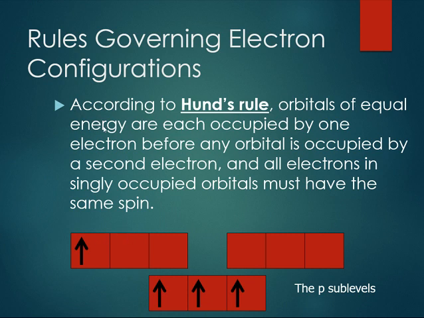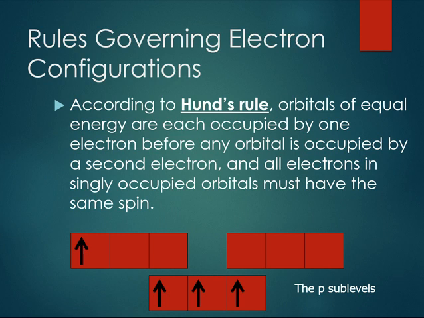According to Hund's rule, orbitals of equal energy, okay, 3 orbitals here, they're all the same energy, they're all p orbitals, are each occupied by 1 electron before any orbital is occupied by a second electron. And all electrons in a singly occupied orbital must have the same spin. Okay, so with the first example right here, we see that there is 1 electron with upspin.